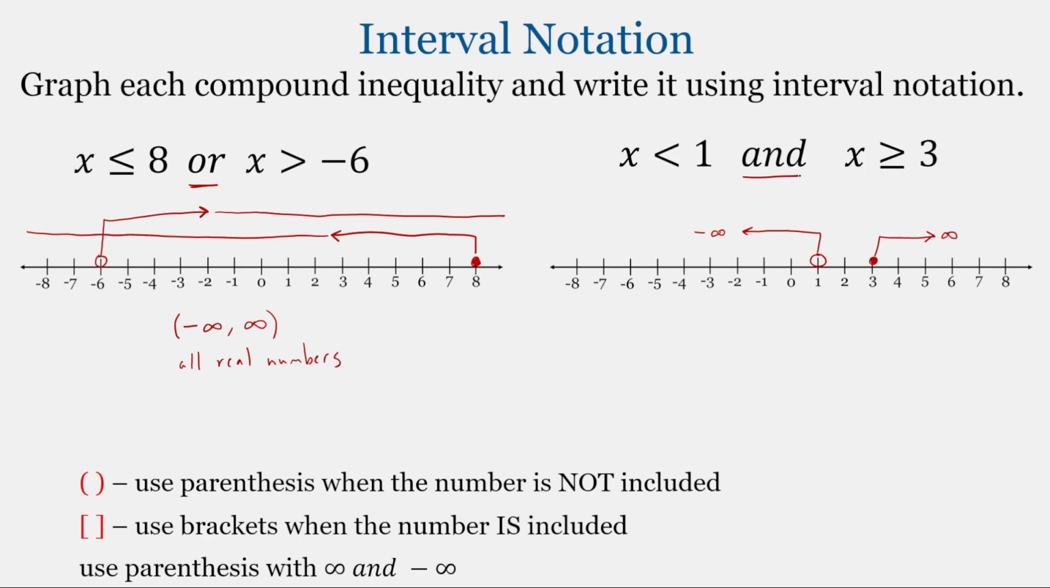This is an AND statement. So we need to look at where they intersect or overlap. There is no overlap. There's no numbers that are in both of these inequalities. So we're going to write this as an empty set. So here we have no solution. There is no number x that is both less than 1 and greater than or equal to 3.